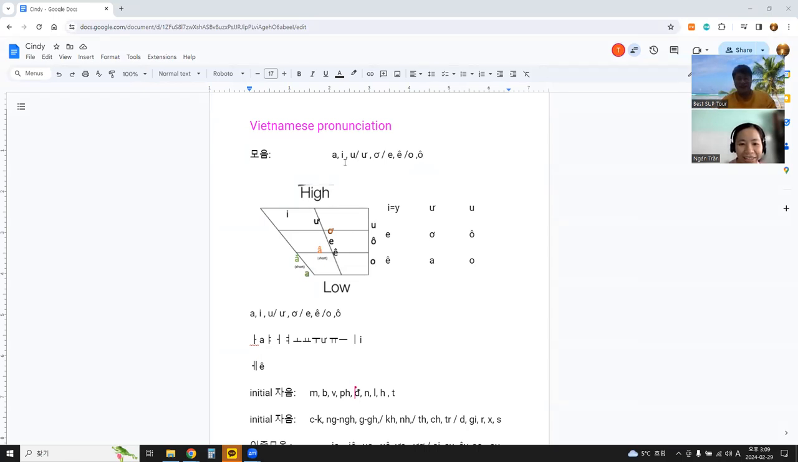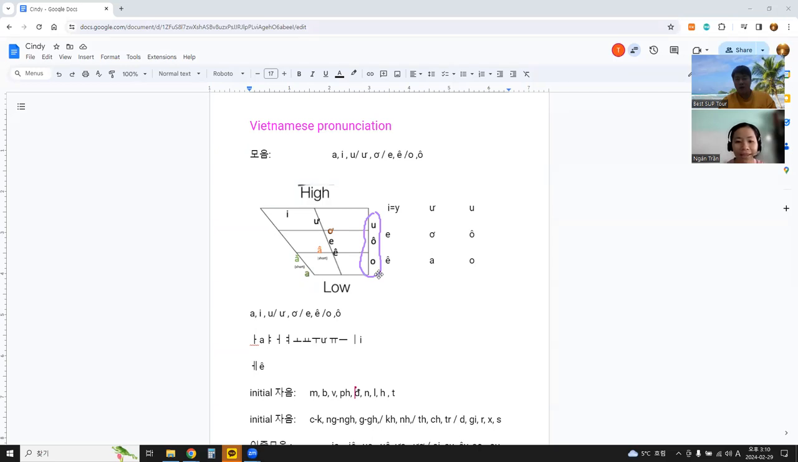Can you say? Easier if... Yeah. So this is mouth shape. The back of the mouth. So when you make these sounds, you close your mouth.